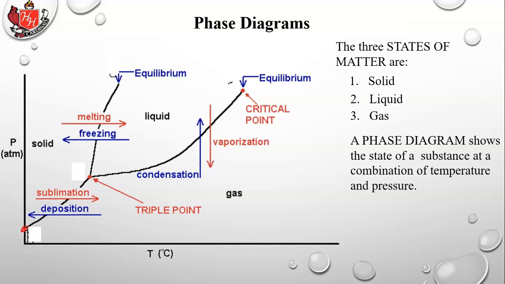Now there's a very specific point where a substance exists as a solid, liquid, and gas all at the same pressure at the same time. And that point is called the triple point. So it's kind of the borderline between all three of the states of matter.